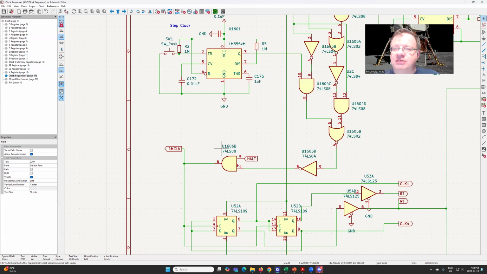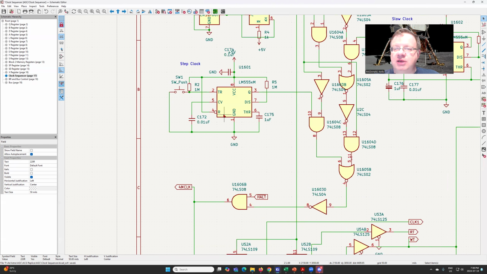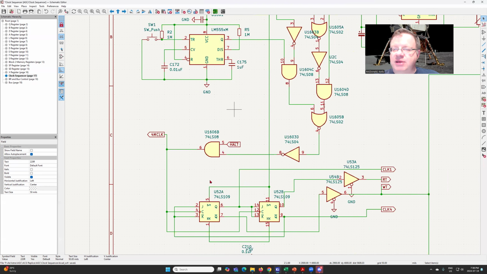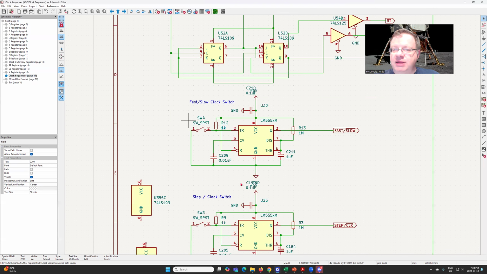The other circuits here are just a debouncer circuit for the push button. That way, when we push the button to manually advance the clock, we get a very clean single pulse, which makes it easiest to step through. And then I've got a few more debouncers for the fast slow clock switch and the step clock switch as well.